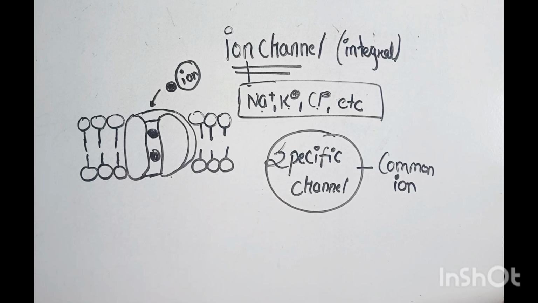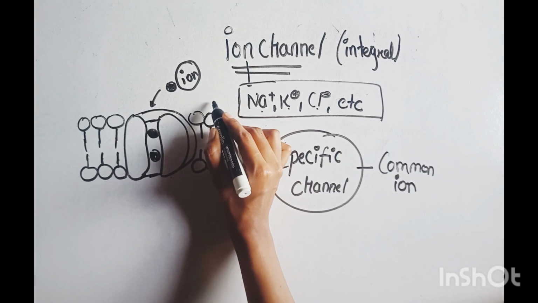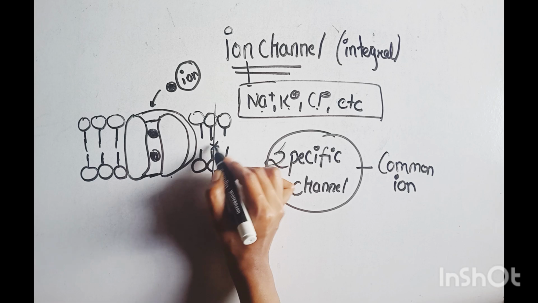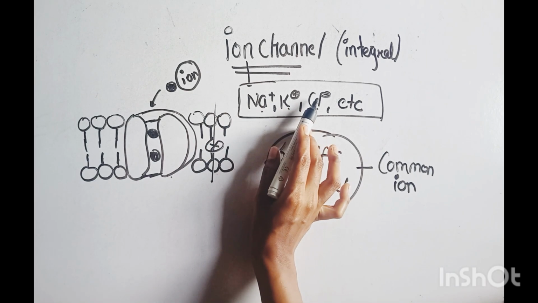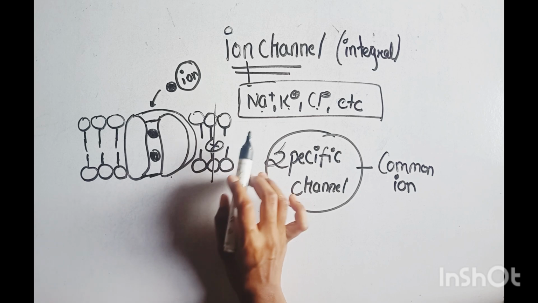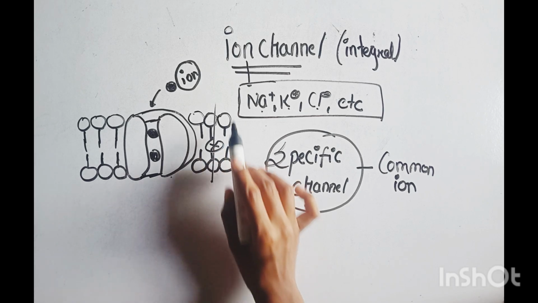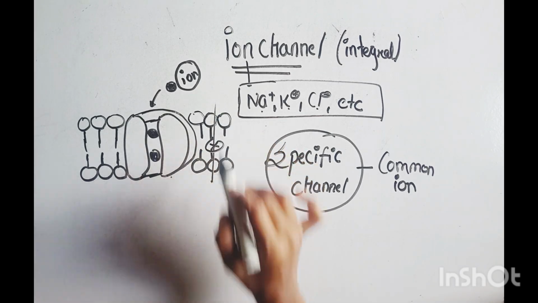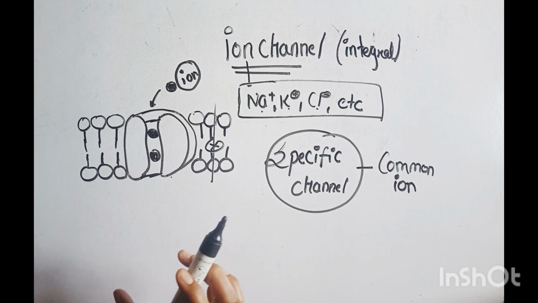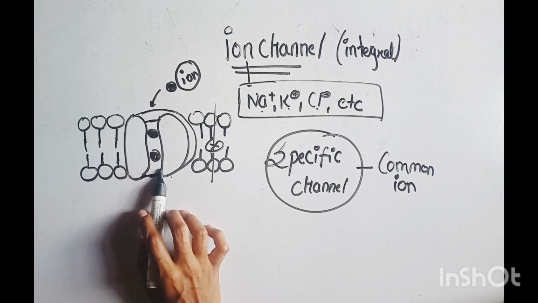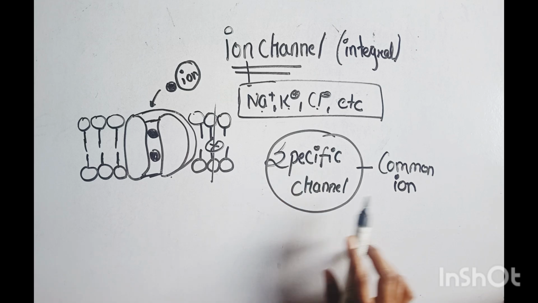These ions do not pass through this membrane. Why? Because they carry charges, that's why they cannot enter and exit through the lipid bilayer. So they need a special channel called an ion channel. It is a specific channel for a particular ion.